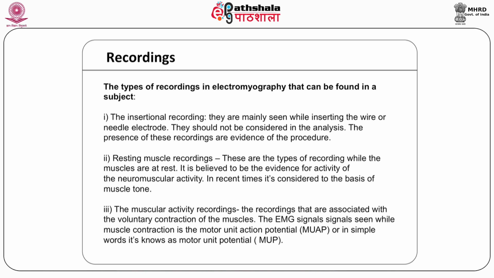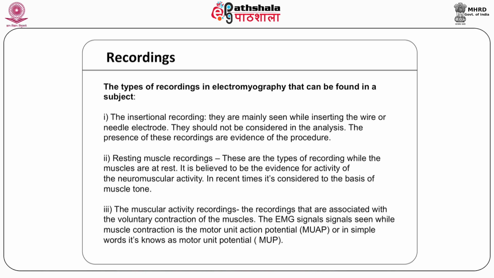The next type of recording is the resting muscle recordings. These are the recordings while the muscles are at rest. It is believed to be the evidence for the activity of the neuromuscular junction. In recent times, it is considered to be the basis of the muscle tone. The third type is the muscular activity recordings, the recordings that are associated with the voluntary contraction of the muscles.